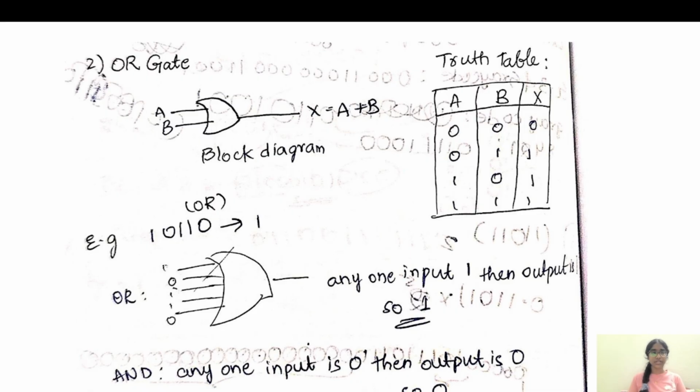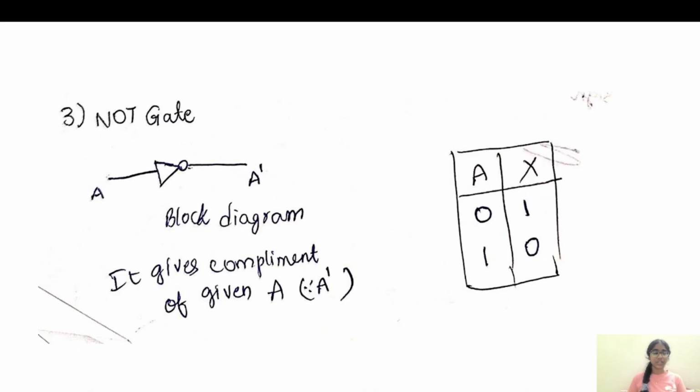Next, we are going to discuss the NOT gate. NOT gate generally works as a complement. Here is a block diagram or representation of the NOT gate. It is represented by a triangle with a small circle at its end. If you give the input as A, you're going to get the output as A complement. Simply, if the input is 0, the output is going to be 1. If the input is 1, the output is going to be 0. These are the basic logic gates.